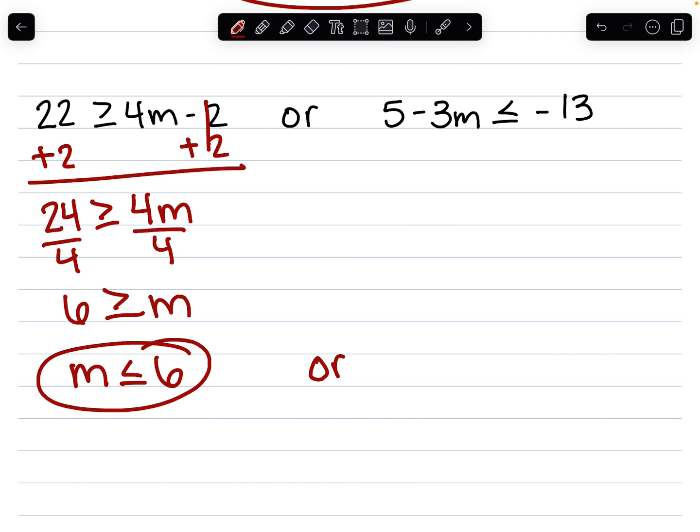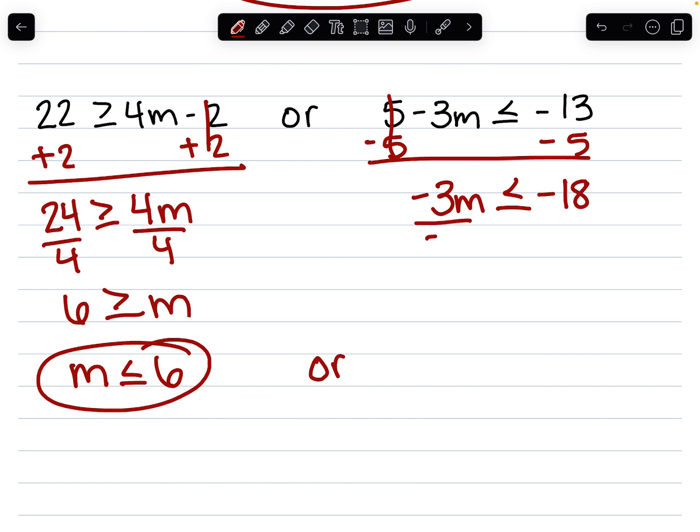Two plus 5 or minus 5. Minus 5, yeah. So we get negative 3m less than or equal to what? Negative 18. Okay, last step.